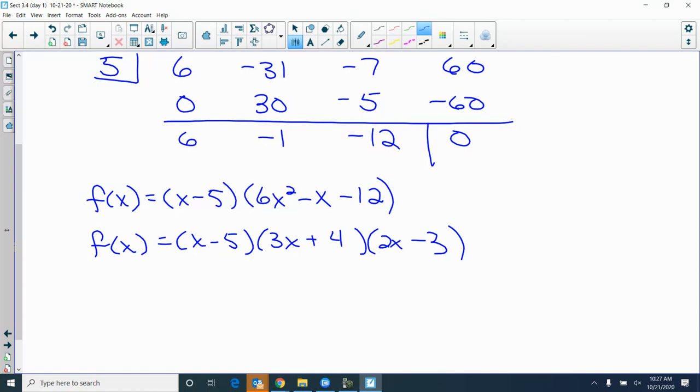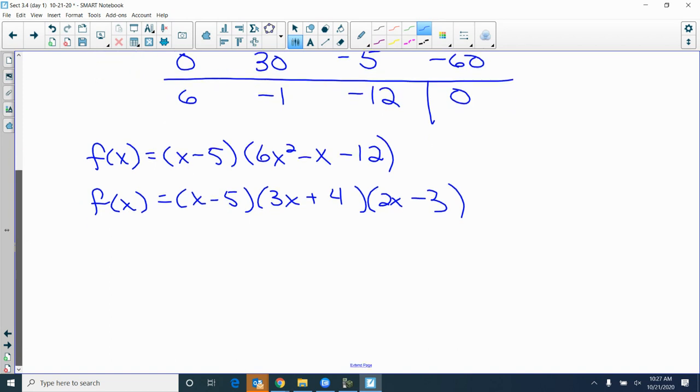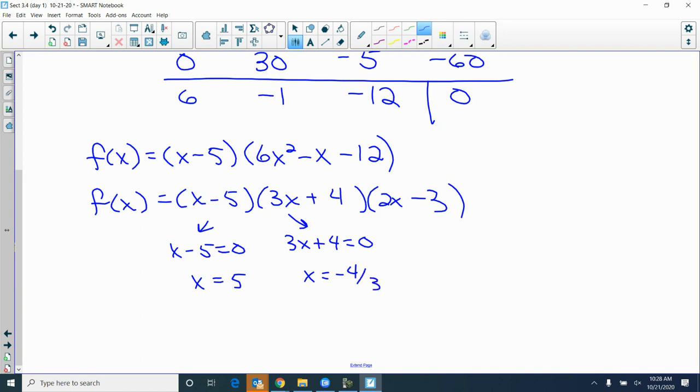Now, what are our zeros? Now, I know most of you just do this all in your head, but here's what you're doing. You're doing x minus 5 equals 0. So x equals 5. I'm doing 3x plus 4 equals 0. Subtract 4, divide by 3. I get x equals negative 4/3. And then I get 2x minus 3 equals 0. Add 3.